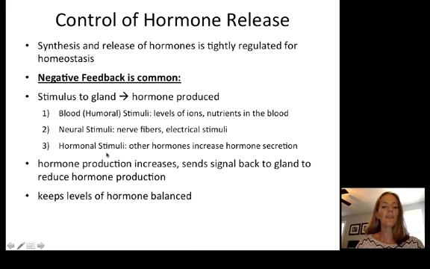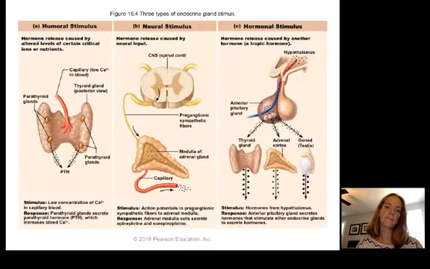In either of these three cases, through the blood, through the electrical or neural, or through other hormones, the hormone production will increase, and that level of hormone will send a signal back to the gland to say, okay, we have enough, you can slow down now. This negative feedback then will keep the levels of hormone balanced.